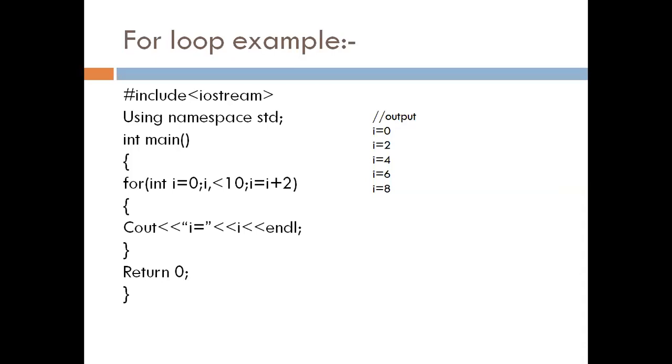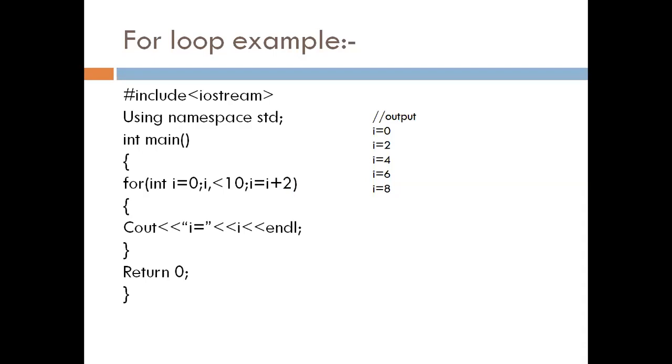We'll see one more example. Suppose I want to display the numbers from i equals 0 to 10, but here I increase the value of i by 2. In the increment statement, I use i equals i plus 2. It means when we initialize i equals 0, it checks the condition whether 0 is less than 10. Yes, 0 is less than 10, so it displays i equals 0. Then we increase the value of i by 2, so i becomes 2.